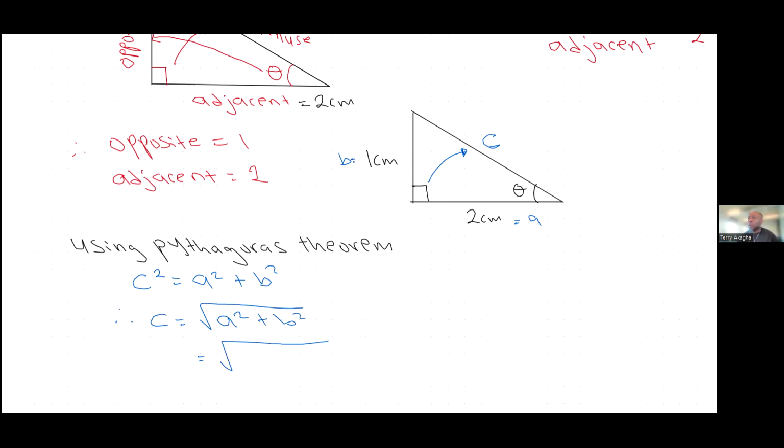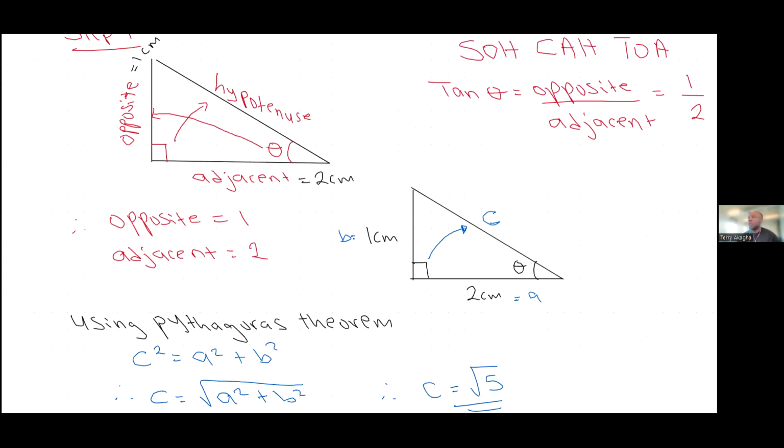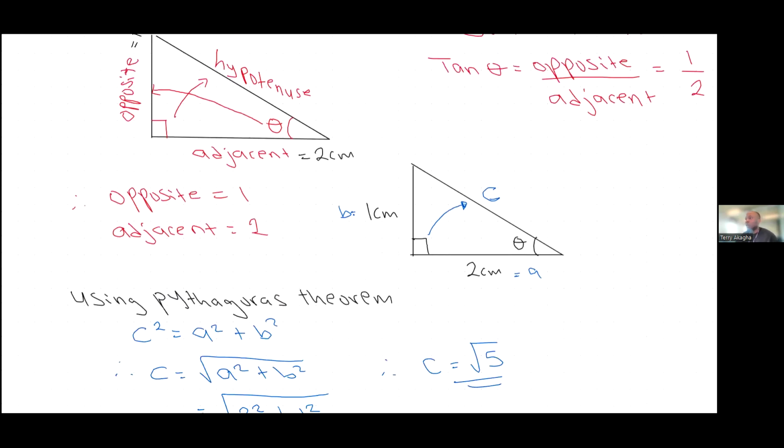2 squared plus B is 1 squared. So therefore, we can now say C is going to be equal to square root of 5. So now we can go back and write that we now know the hypotenuse in this case is equal to the square root of 5. So we now have the complete set.